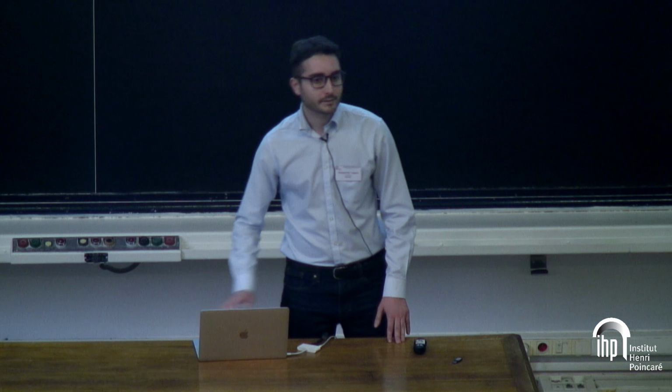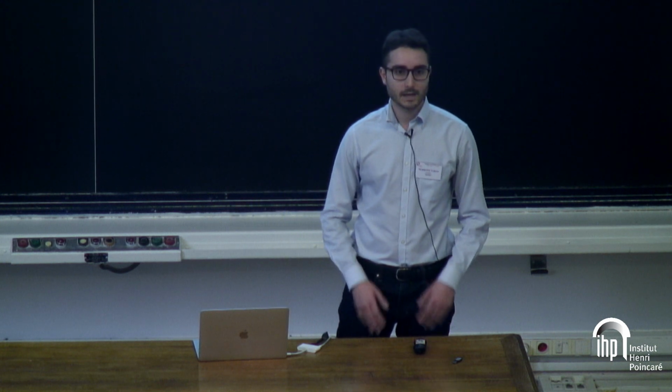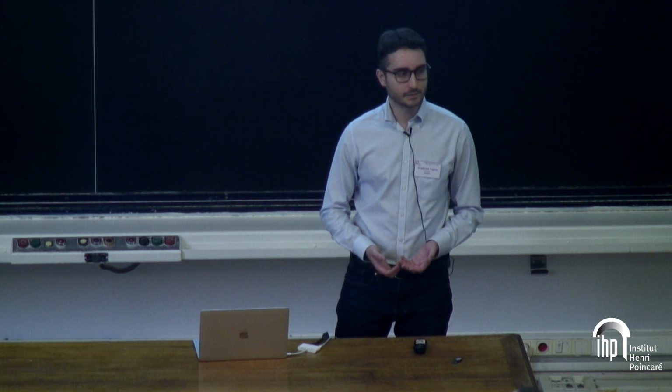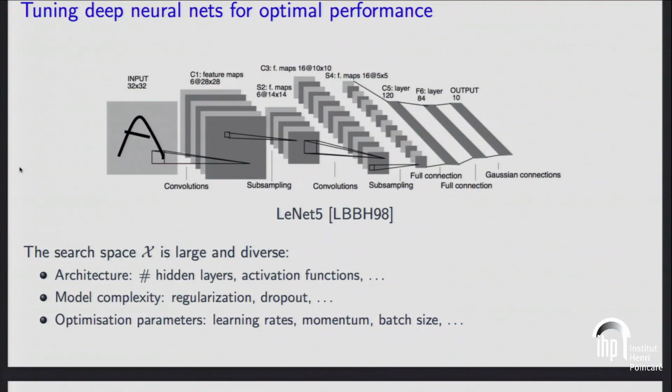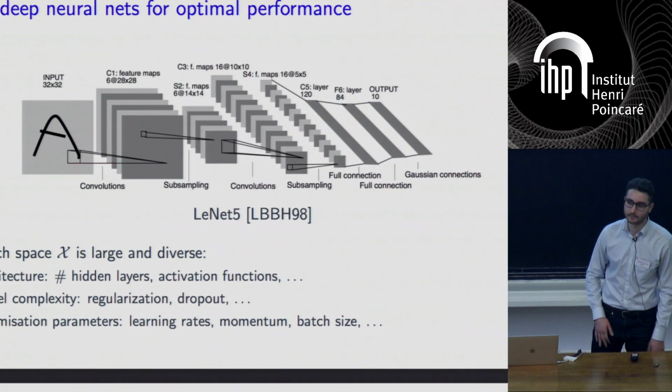So consider the following problem. You have a deep neural network, and you want to tune the parameters so as to optimize some performance. For example, you want to minimize the test error. Now, the search space is quite large and diverse. You have the architecture choice, number of layers, number of units. You have the optimization parameters, so how to set the learning rate, momentum, and you also have the model complexity, so you can tune the regularization level.